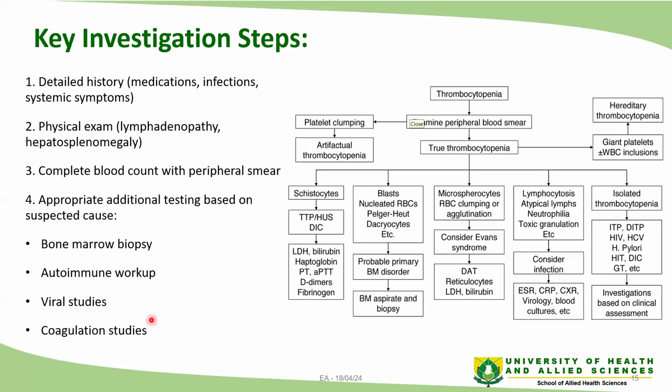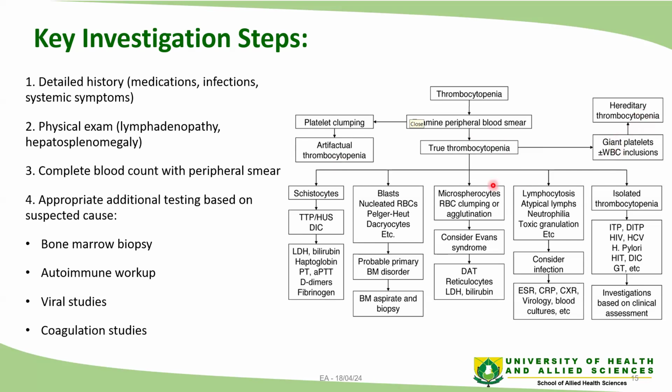So if there's thrombocytopenia and you examine the peripheral blood smear, if you observe platelet clumping, you may want to establish whether it is an artifactual thrombocytopenia, which is the same as what we call pseudothrombocytopenia. If it happens that there is true thrombocytopenia, if there are giant platelets and also some white blood cell inclusion bodies, then it's likely to be a hereditary thrombocytopenia.